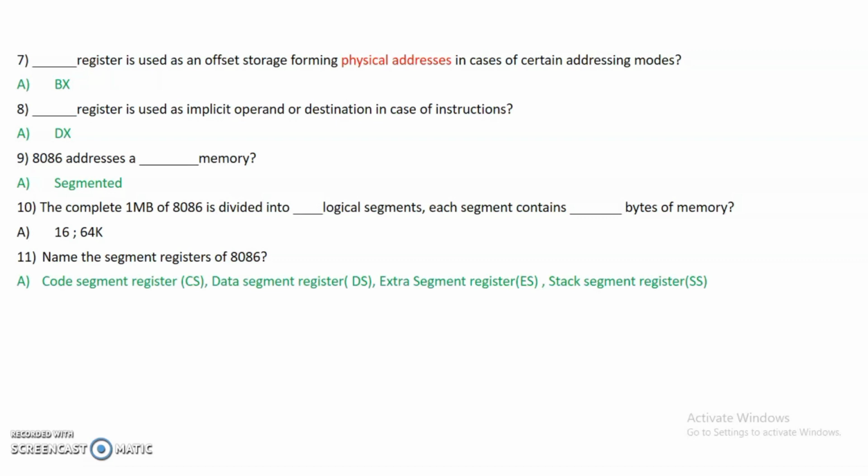Basically, segment registers are of 4 types. The first one is the code segment register, next is the data segment, next is the extra segment, and the final one is the stack segment register. Each will have its own short form.